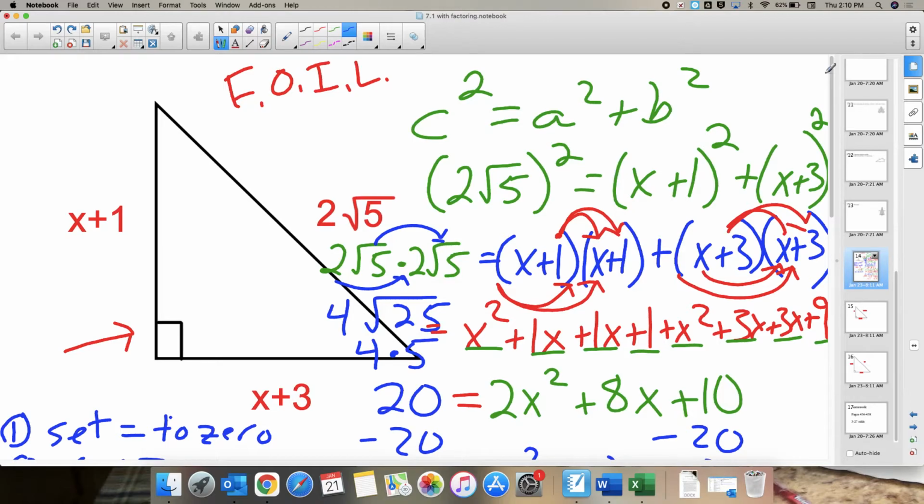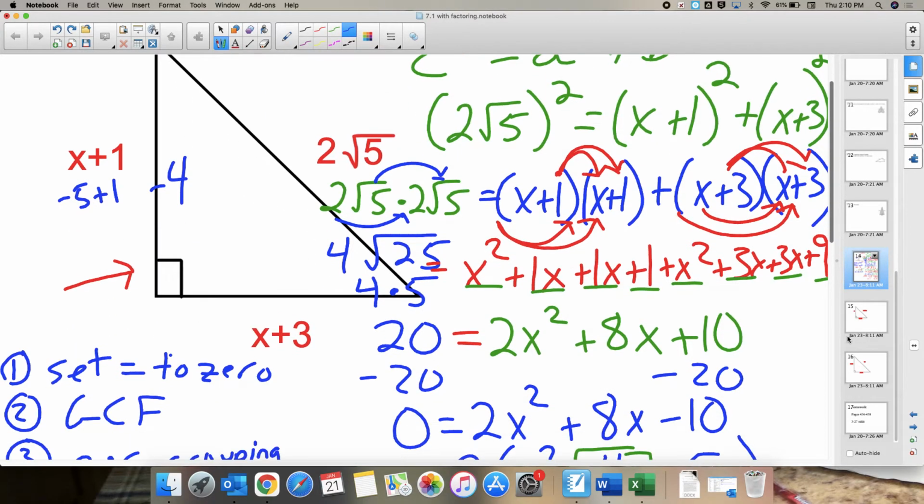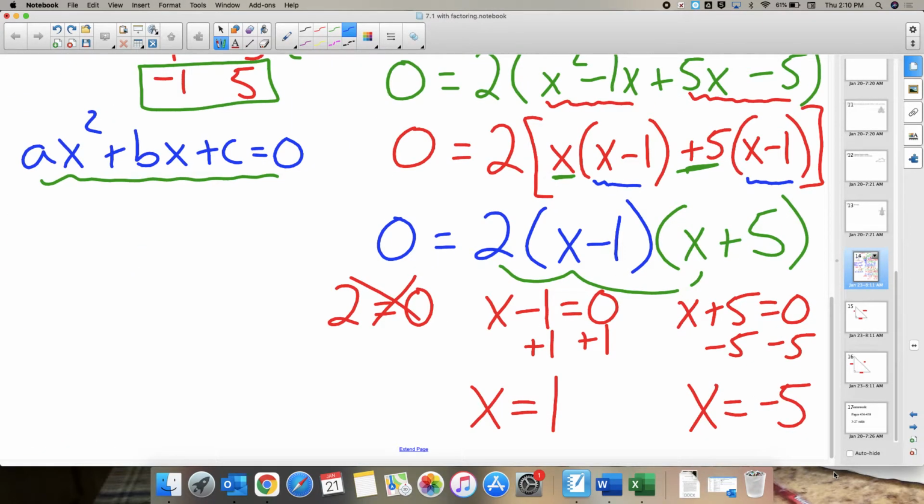If I plug in negative 5, negative 5 plus 1 tells me this side is negative 4 units long. I cannot have a side that is negative 4 units long. So even though it was a solution to my equation, it does not work in my picture. So my only answer here is a positive 1. Right? I know that's a lot to digest in one problem.